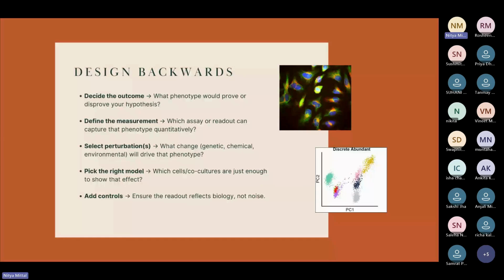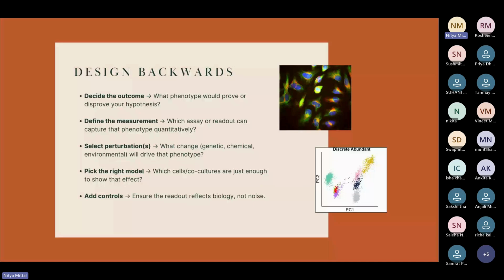Now you know in a way what your outcome is supposed to be. You have defined a measurement, you have selected what perturbation to introduce. This could have been chemical or environmental too. Environmental could be like an oxidative stress situation, which we did for neuron survival, for example. And chemical is, you could introduce a treatment onto it which leads to activation or inhibition of certain pathways within the cell.